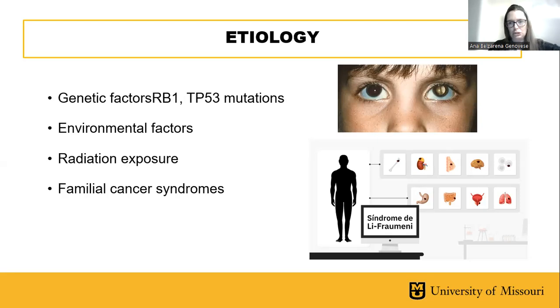There are many. Here are just the most common examples, but you can also find it associated with Rothmund-Thomson syndrome, Diamond-Blackfan anemia, Bloom syndrome, Werner syndrome. But like I said, it is a small subset of patients. Most osteosarcomas are not related to genetic conditions or family syndromes.